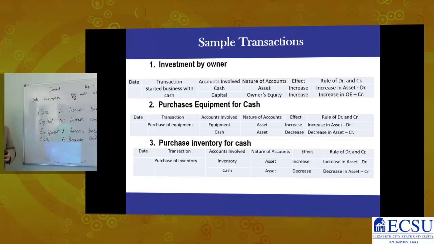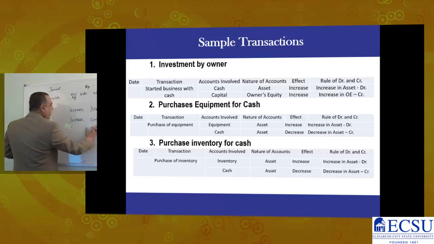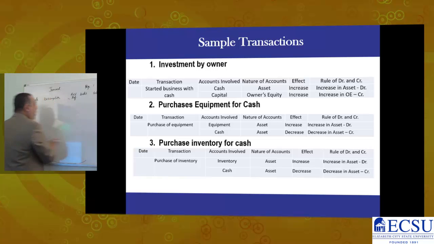Now the next thing is the purchase inventory for cash. So whenever you are purchasing inventory, of course, inventory is an asset. So let's write it down again. Start with inventory, of course, and we purchase that inventory for cash. Inventory is an asset, cash is also an asset. When I buy inventory, the stock of inventory in my business will increase. So this will increase. But when I paid cash, my cash balance decreased. So that's why this is a decrease.